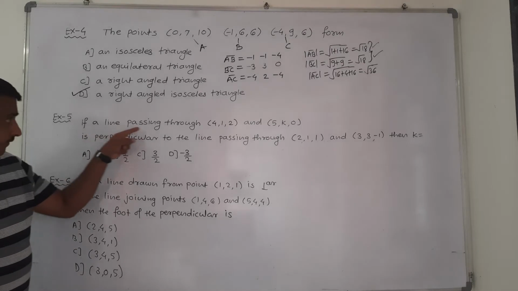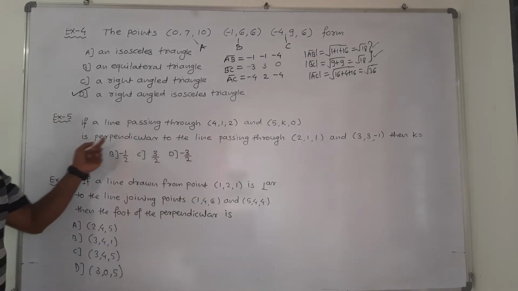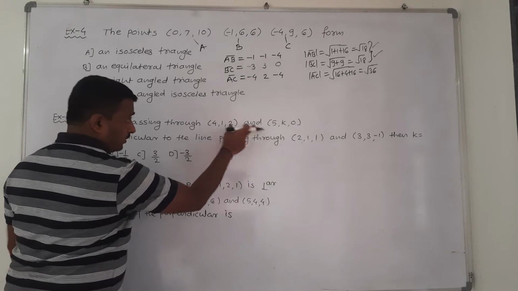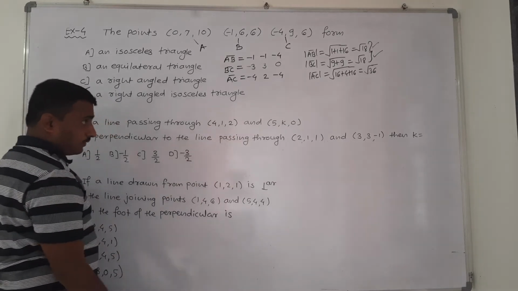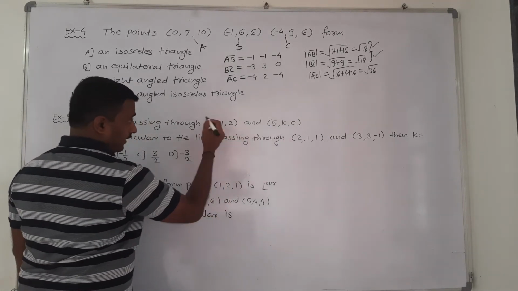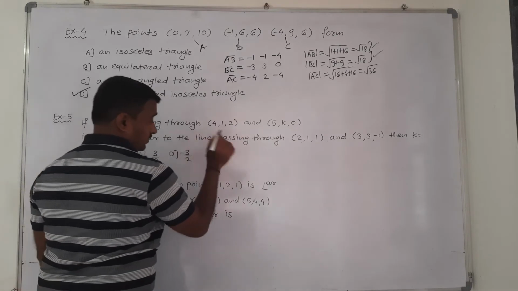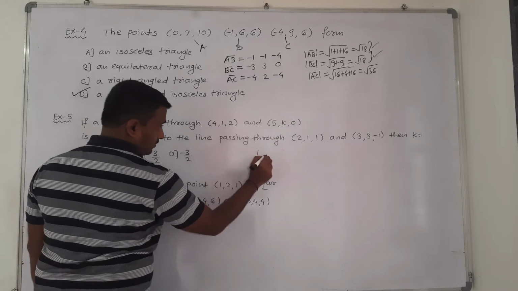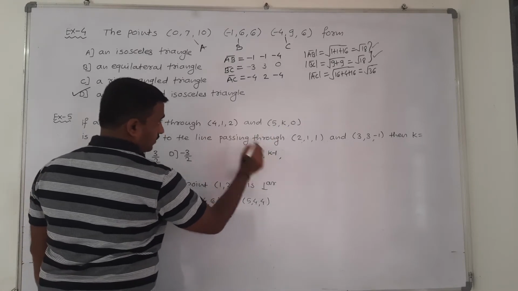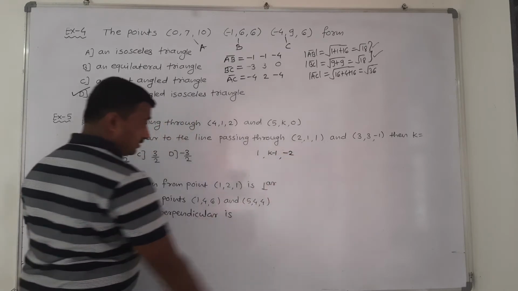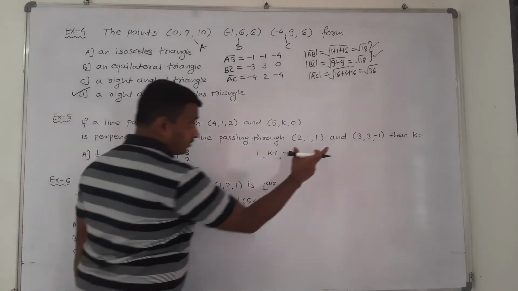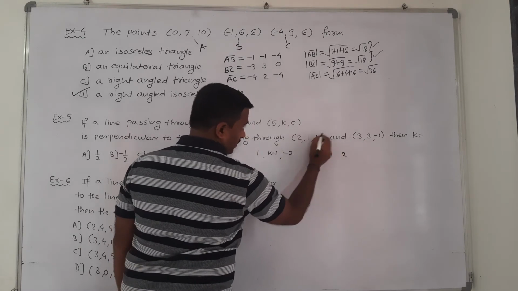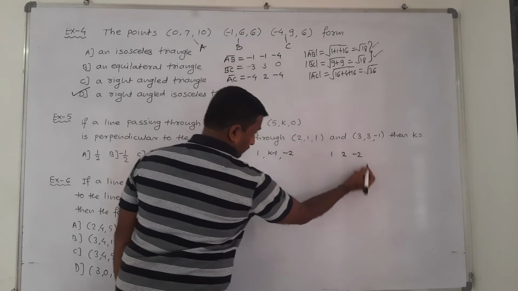Next, if the line passing through these 2 points is perpendicular to the line passing through these 2 points, therefore I write the equation of the line using 2 points. I write just the coefficients or direction ratios. 5 minus 4, it is 1, then second k minus 1, and last 0 minus 2. This is the DRs of the first line. Second, the DRs of the second line: 3 minus 2 is 1, 3 minus 1 is 2, and last -1 minus 2. These are the DRs.